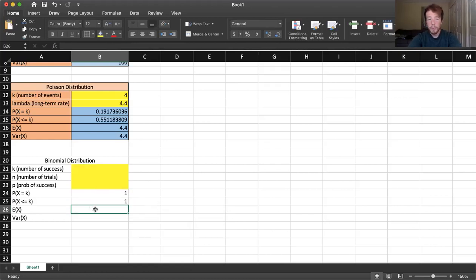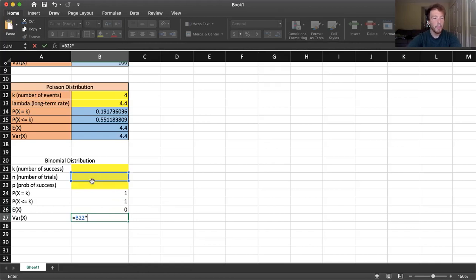E of x for the binomial distribution is just equal to n times p. Boom. Variance is n times p times 1 minus p.